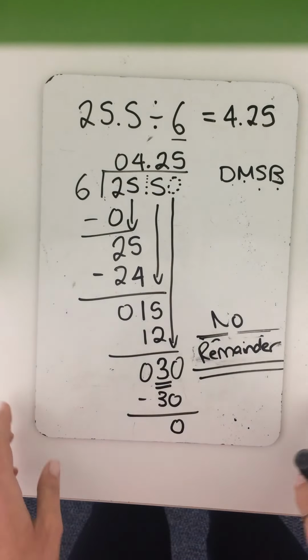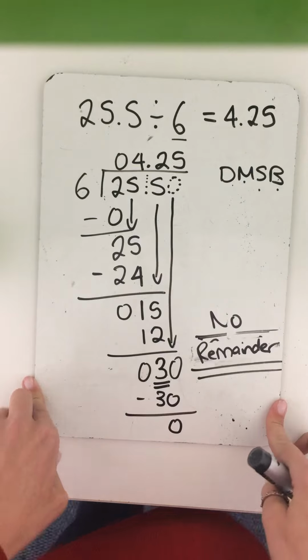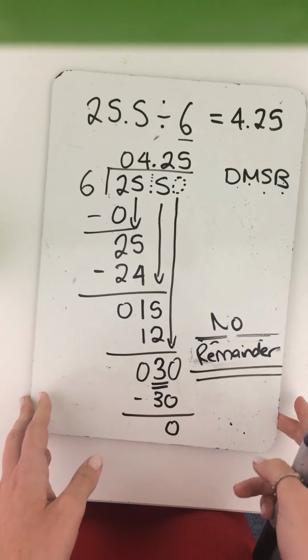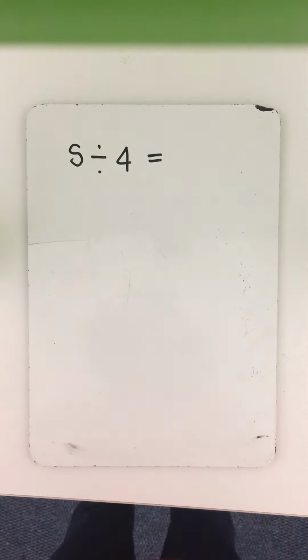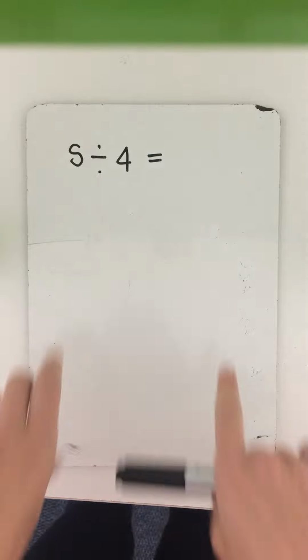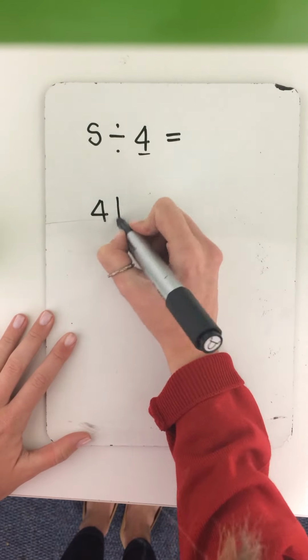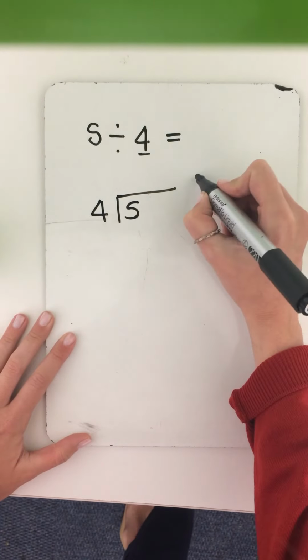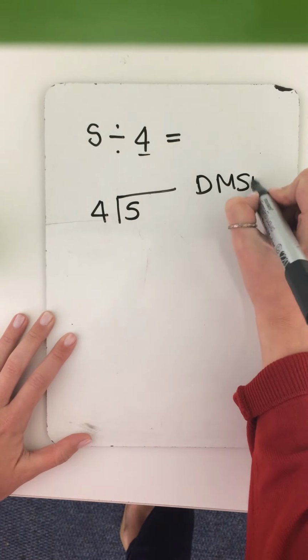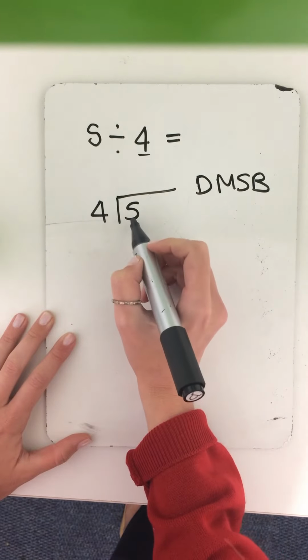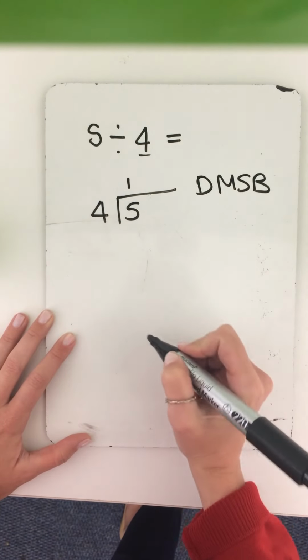We can also learn how to divide 2 whole numbers together, which I'm going to show you in this next example. Here I have 5 divided by 4. And because I now have learnt about decimals, I can use long division to find out the answer. So 4 is my divisor, and I'm going to put 5 in the house. Again, we're using daddy, mommy, sister, brother. 4 goes into 5 1 time.